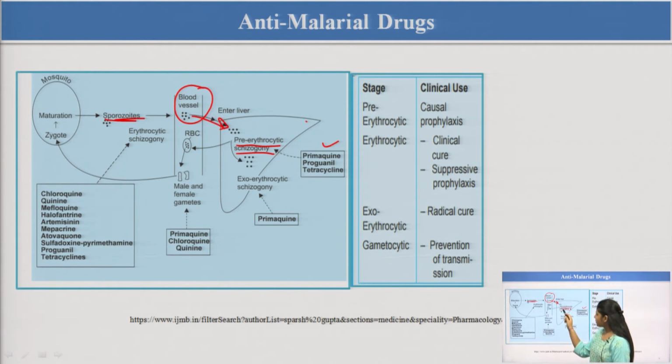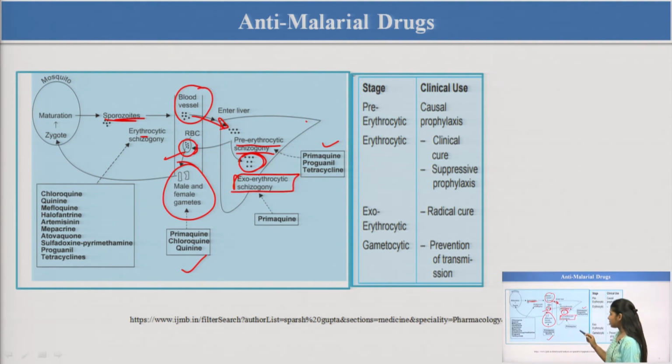Then there is one stage where the conversion of these sporozoites happens, and they will again go to the RBC. Here we can see in the RBC, which is called erythrocytic schizogony, these drugs are working, like chloroquine, quinine, mefloquine. Now, from the RBC phase we are seeing the gamete formation. So, primaquine, chloroquine and quinine are working here, and there is one exoerythrocytic stage here. What is going on? The schizonts are in the dormant condition. So, they will stay in a particular area of the liver for many years. So, primaquine is effective for the radical cure.